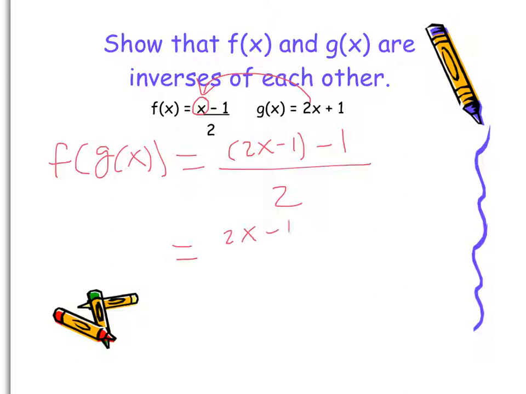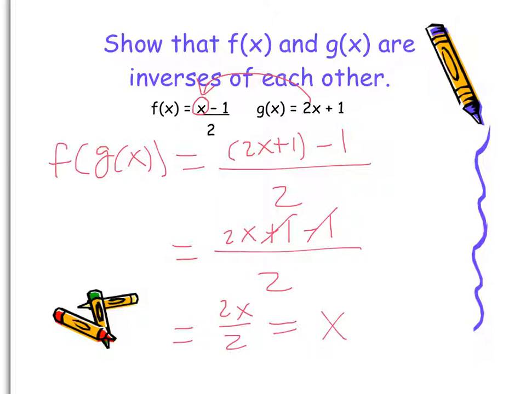Parentheses can be dropped because there is nothing to distribute. Hopefully you were yelling at the screen, telling me to put my positive sign there instead of a negative. Well, there you go. Next step would be those 1's will cancel, and we will have 2x divided by 2. The 2's cancel, and we have x. There we go. f and g are inverses because their composition equals x.